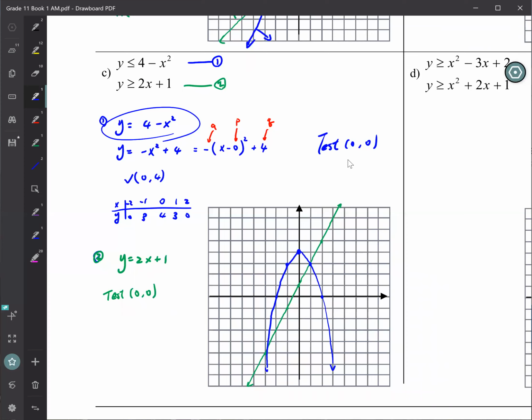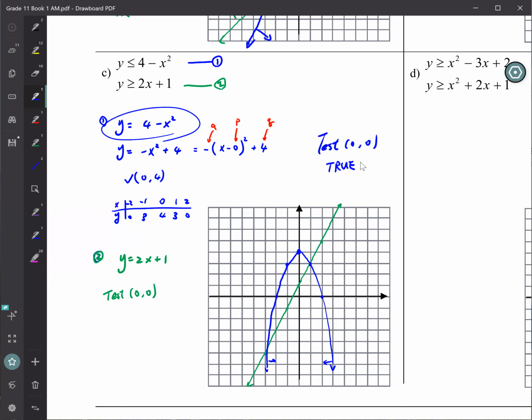All right, let's check the true and false. For the blue one, 0, 0, true or false? Aaron? True. Okay, so true. So true means everything inside then, right?